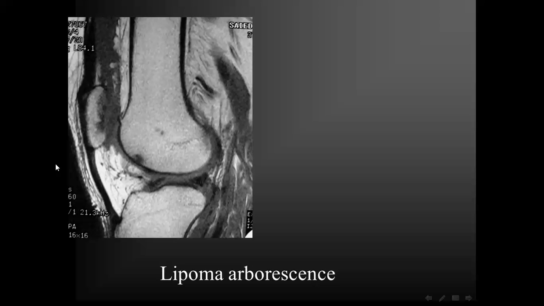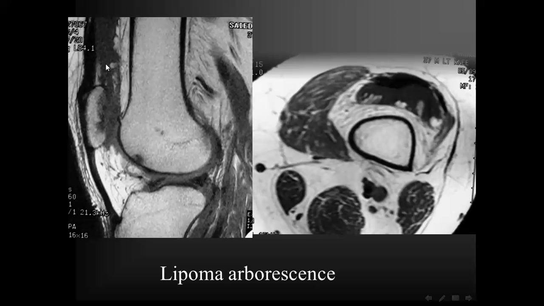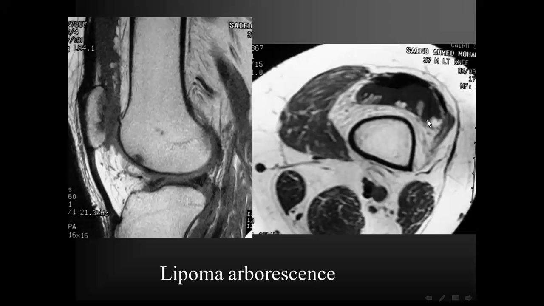Lipoma arborescens is this frond of fatty tissue projecting into the effusion. It's called lipoma arborescens. Here it is, these frond projections inside the joint effusion.